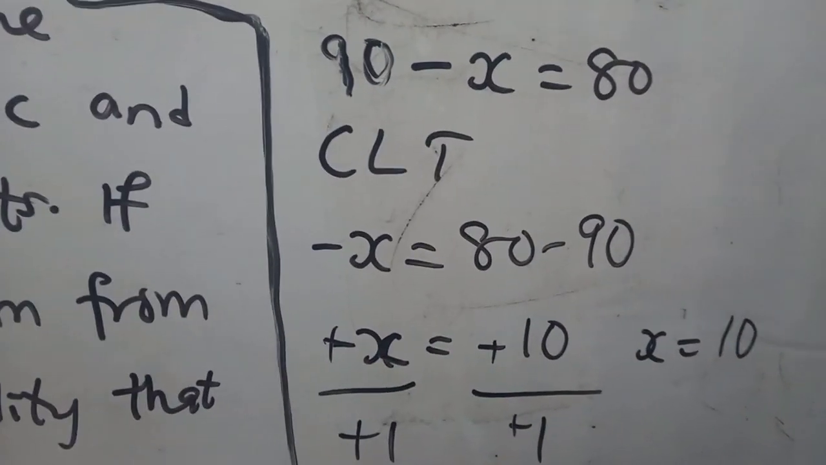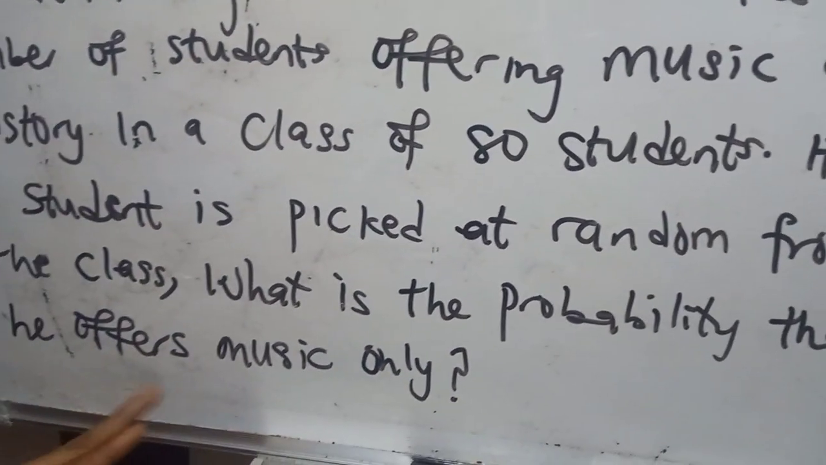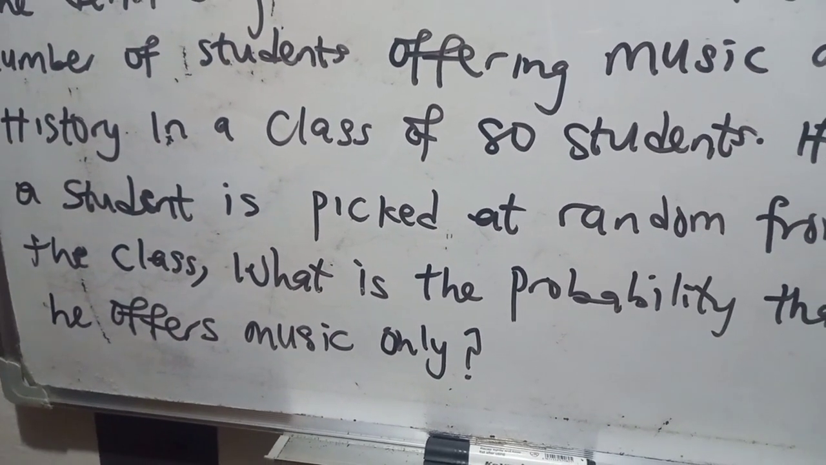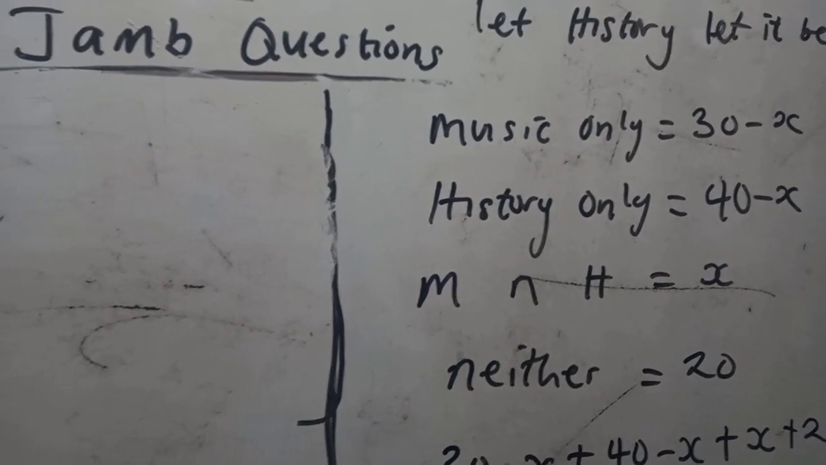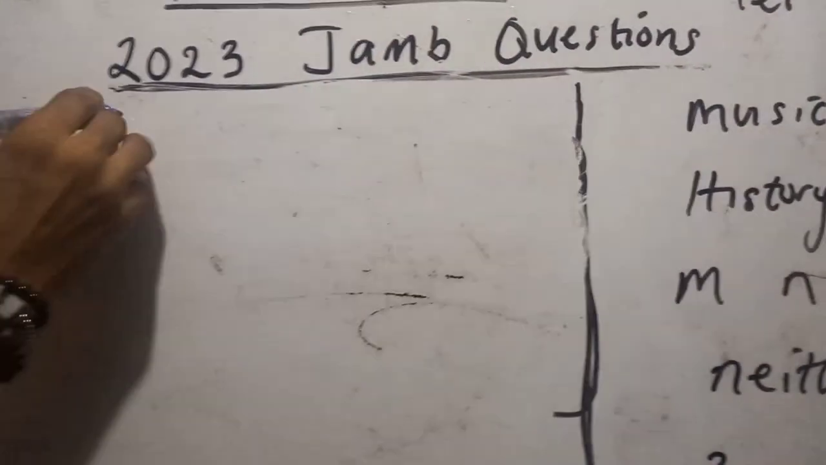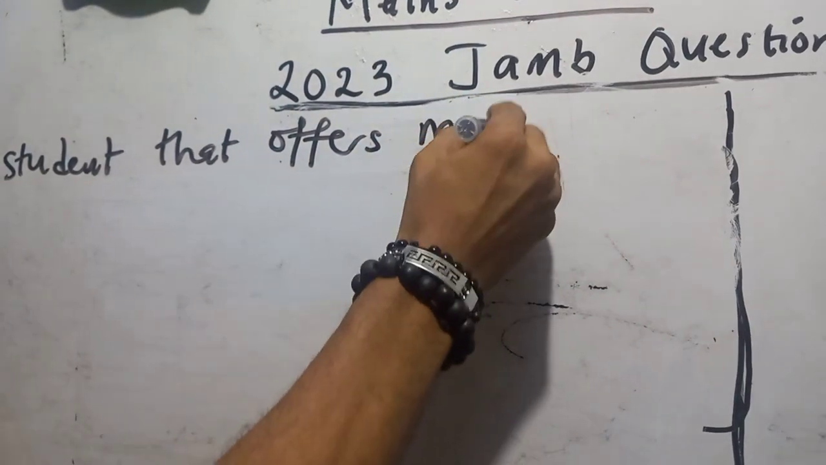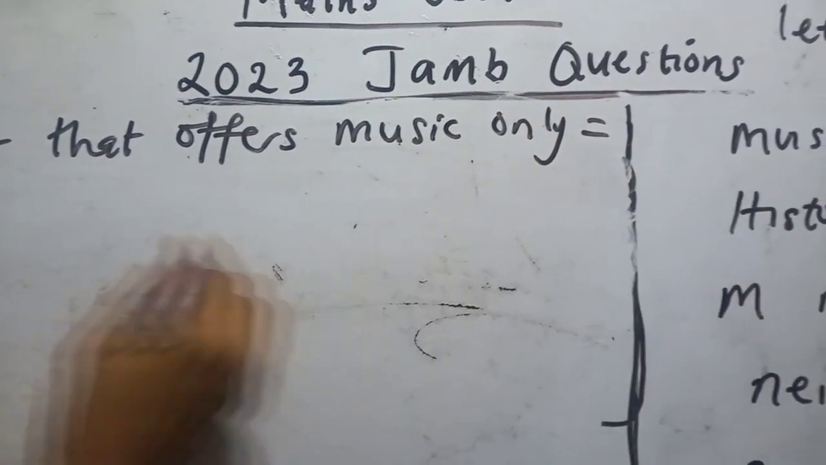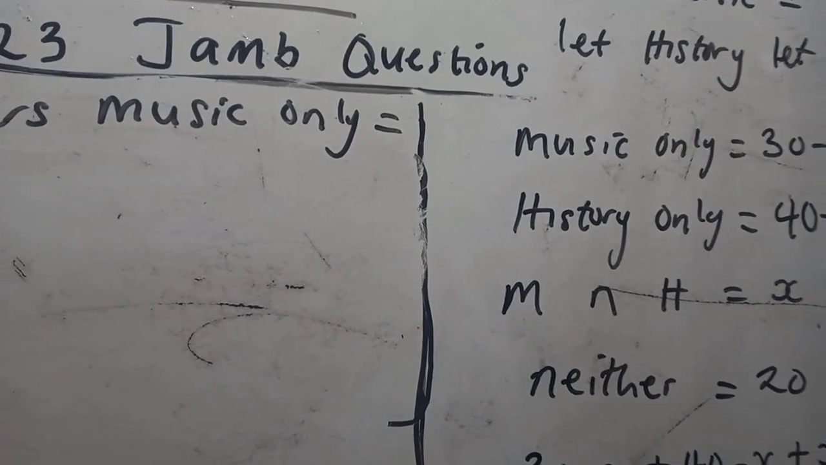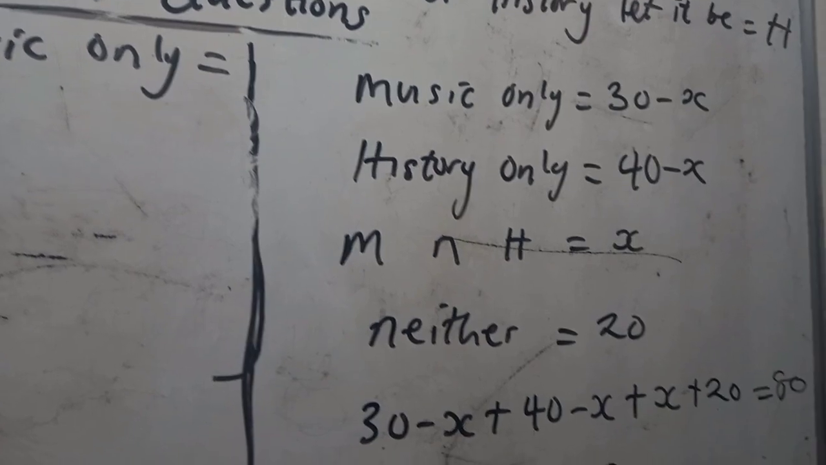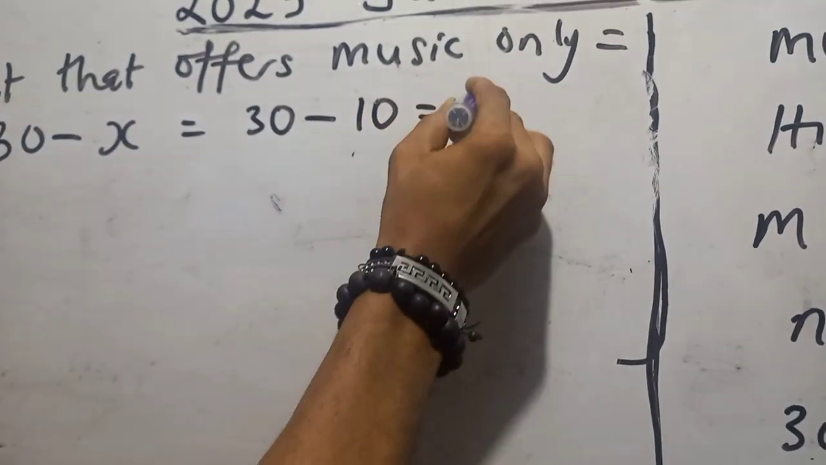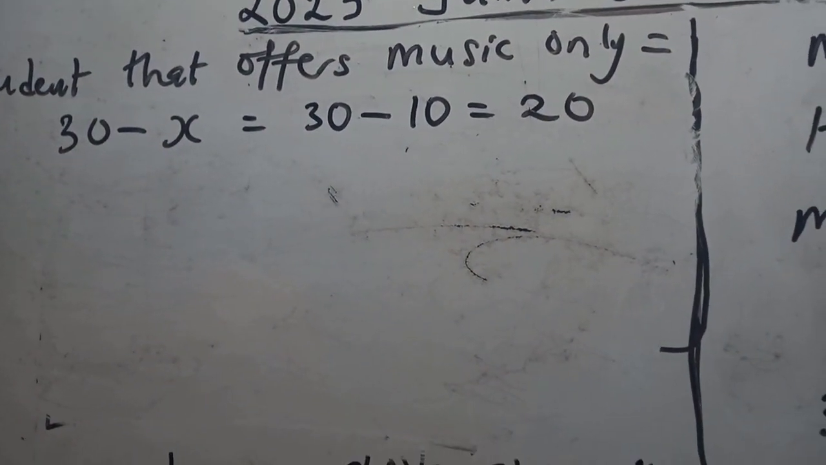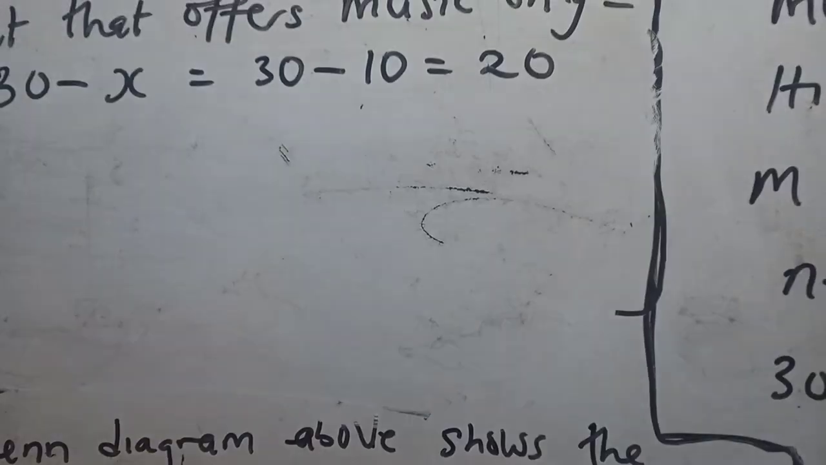Because the question says, what is the probability that it offers music only? That is the question. We should find the probability that it offers music only, which makes us go to this place. The number of students that offer music only equals 30 minus x, which is 30 minus 10, equals 20. So the number of students that offer music only is 20.